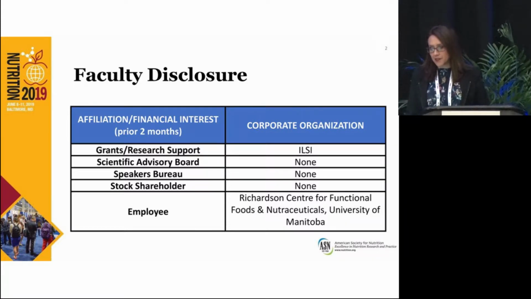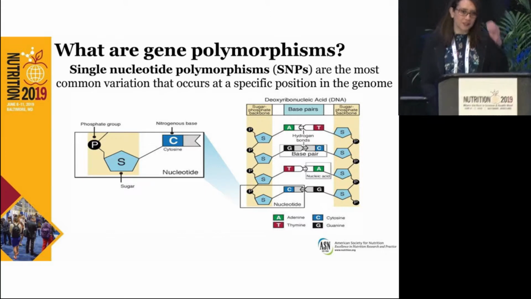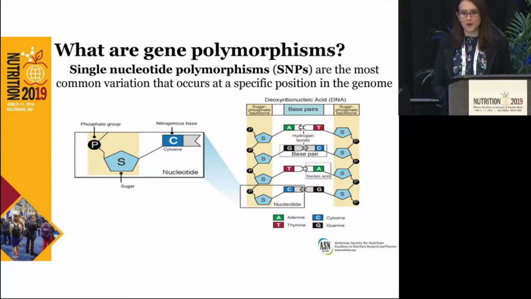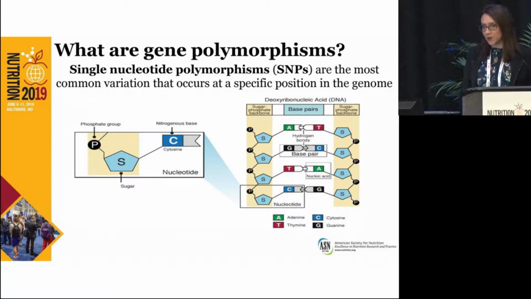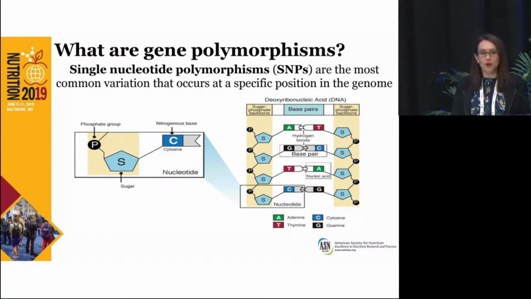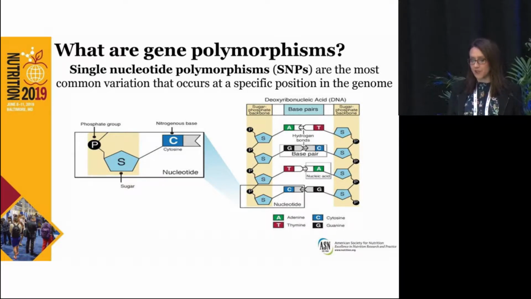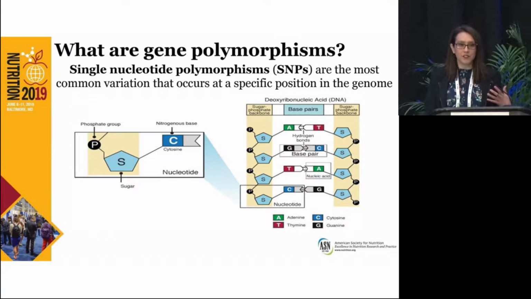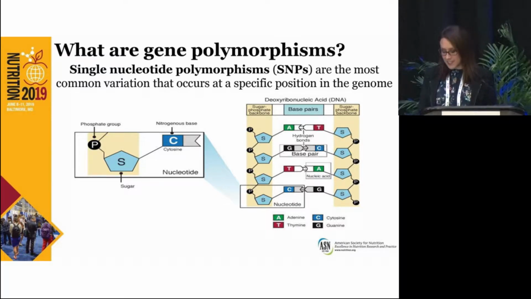Quick review for everyone. I'm going to talk about alleles and polymorphisms, and I want to touch base and explain the meaning of a polymorphism. Single nucleotide polymorphisms are the most common variation in our genes. You can see here the nucleotide as our unit, as it is structured in our DNA.